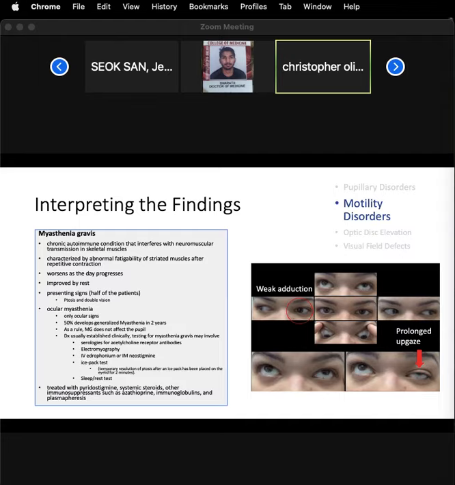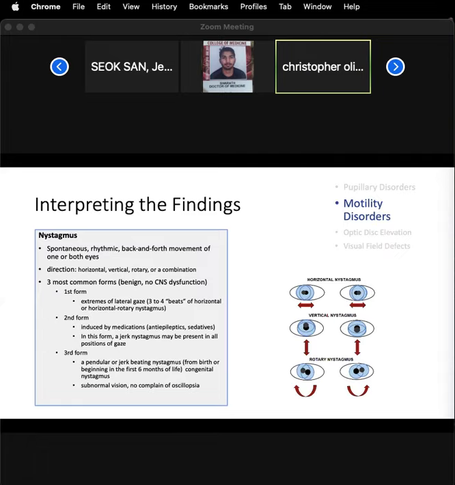So myasthenia gravis can be treated with cholinesterase inhibitors, systemic steroids, and other immunosuppressants.